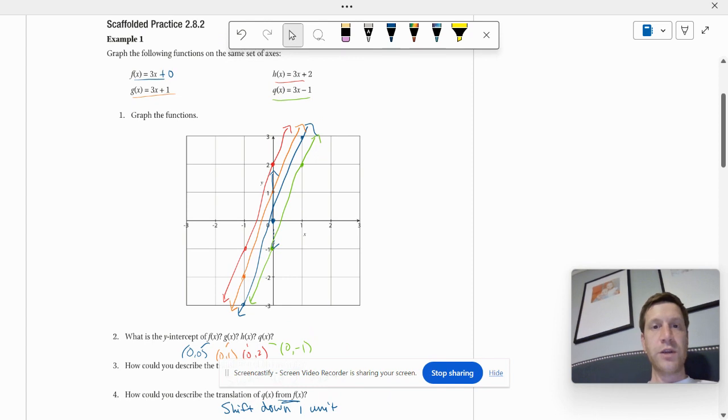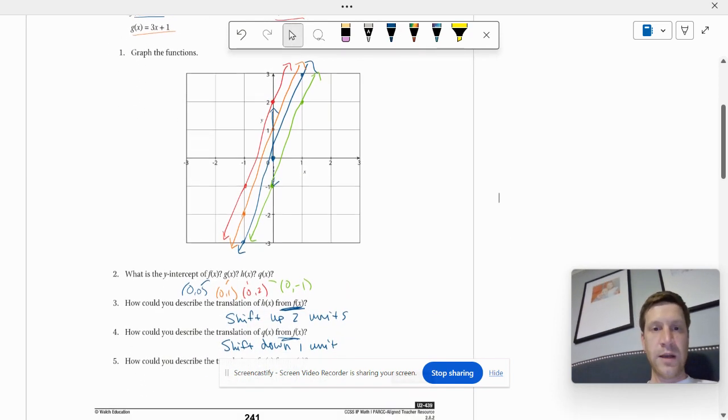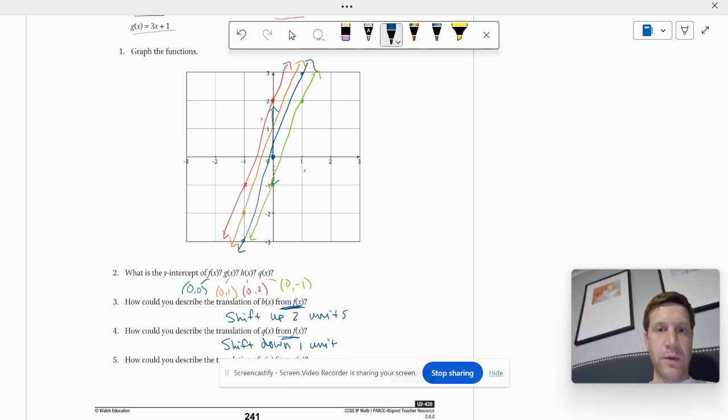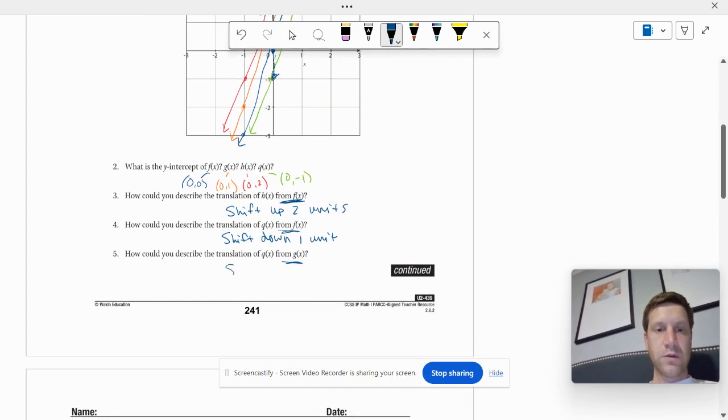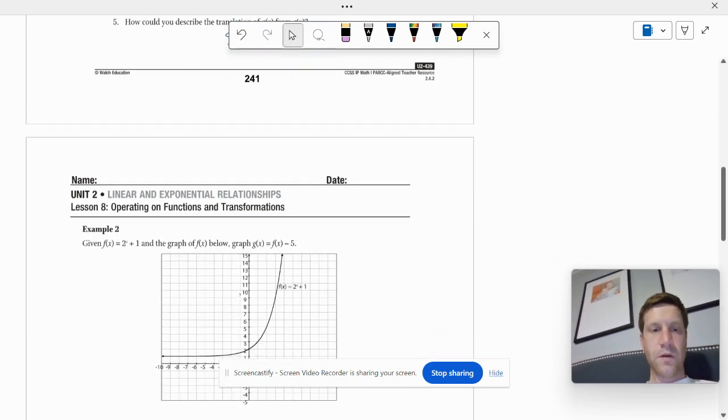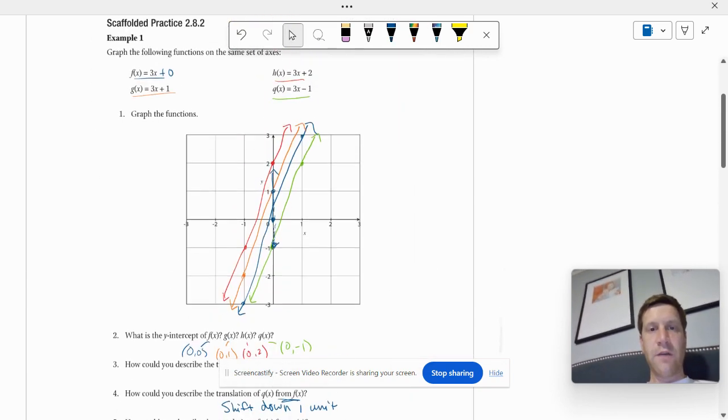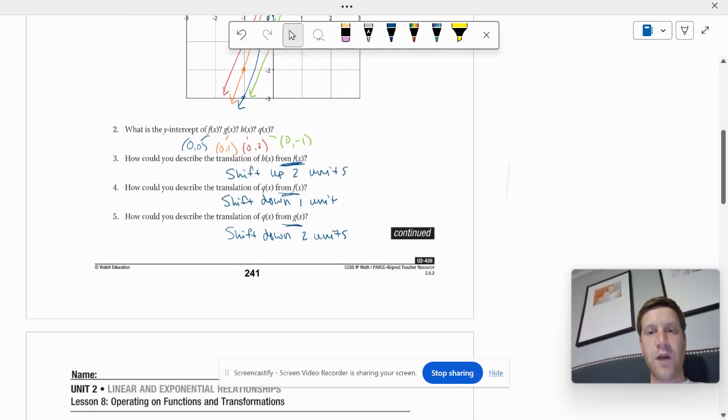How about from g of x to q of x? So from g of x, which is orange, to q of x, which is green, I'm going from that point there down to there. I think we're going down 2. So shift down 2 units. Okay, so that's if you have equations and you're going to the graph.